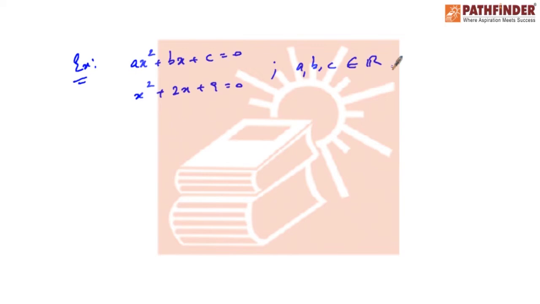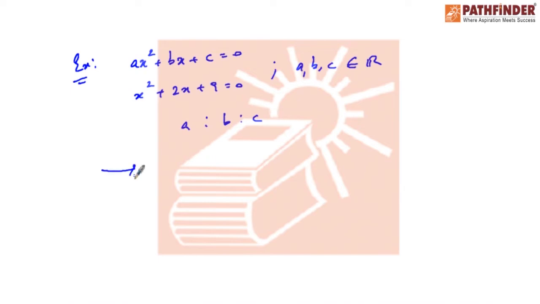Now here, ax square plus bx plus c equal to 0 and x square plus 2x plus 9 is also equal to 0, given that a, b, c belong to real numbers. The question is, if these two equations have a common root, then find the value of a is to b is to c.